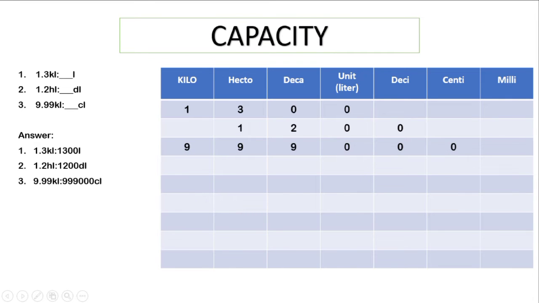Capacity. Number 1, 1.3 kiloliter is equal to 1,300 liter. Number 2, 1.2 hectoliter is equal to 1,200 deciliter. And number 3, 9.99 kiloliter is equal to 999,000 centiliter.